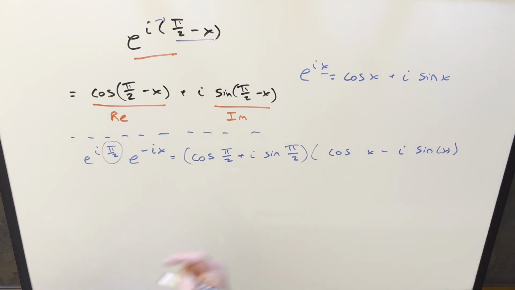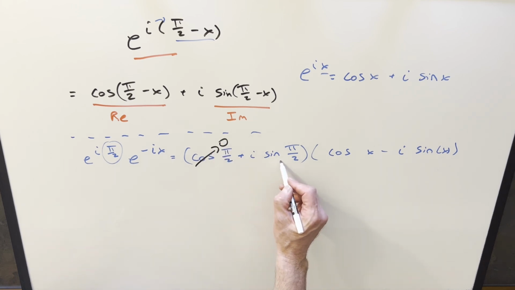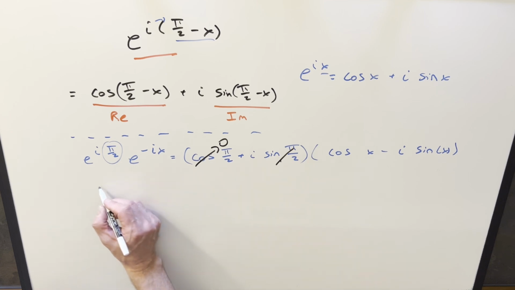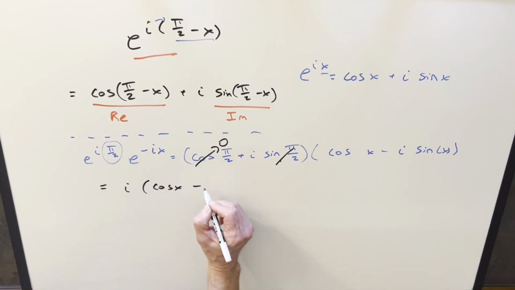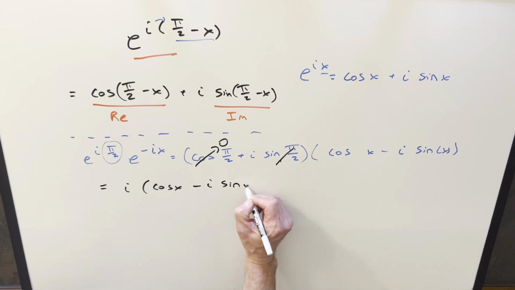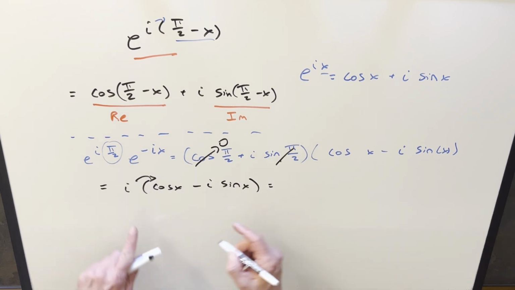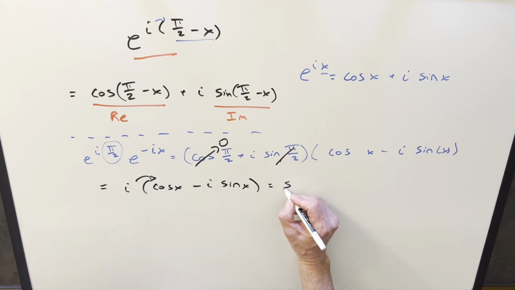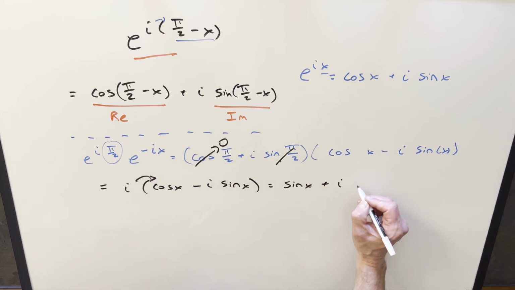Then here, cosine pi over 2, that's just 0. That goes away. Sine pi over 2, that's just 1. That goes away. So we're left with this whole thing, just i. So what this is going to reduce to is i cosine x minus i sine x. Distribute in the i here, and I'm going to reverse the order because here minus i times i is going to be positive 1. So we end up with sine x plus this here, just i cosine x.